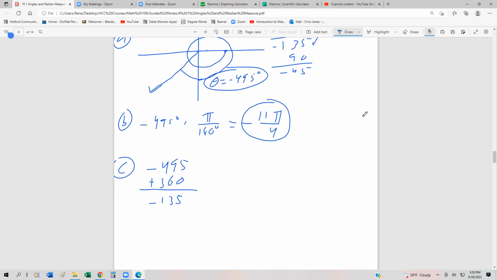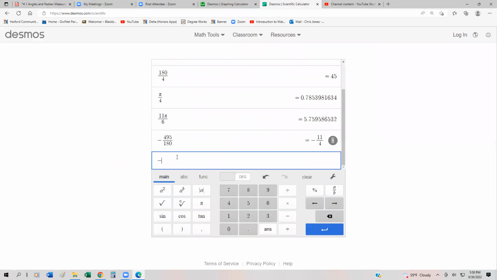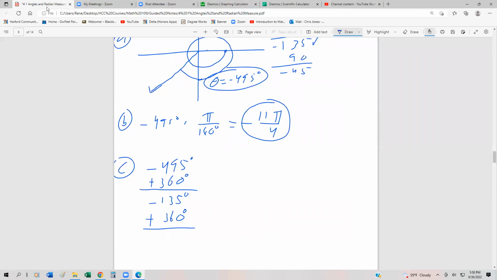So that's a coterminal angle. What we need to do, though, is add another 360 to that. We just keep adding 360 degrees each time until we get to a number that's between 0 and 360. So we take our negative 135 plus 360 in our calculator, and that gives us 225. So that's going to be 225 degrees.